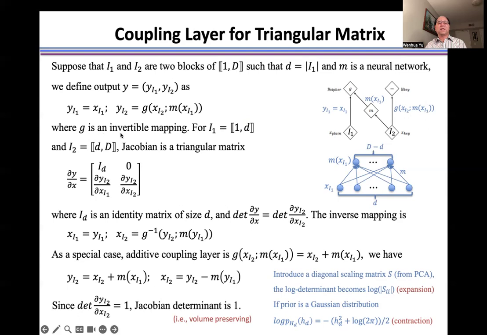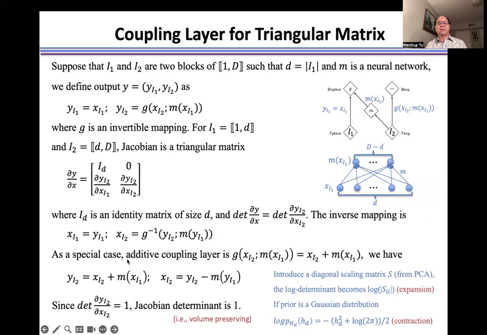Where g is the invertible mapping. For I1 taking 1 to d, and I2 taking d to capital D. The Jacobian is a triangular matrix here. Since this is the identity matrix of size d, the Jacobian determinant is equal to the value of this element. The inverse mapping is here.